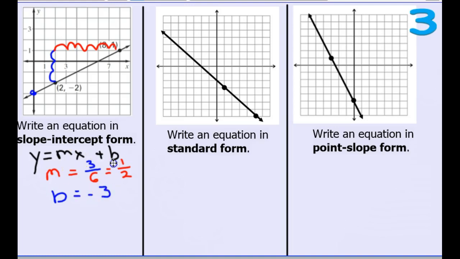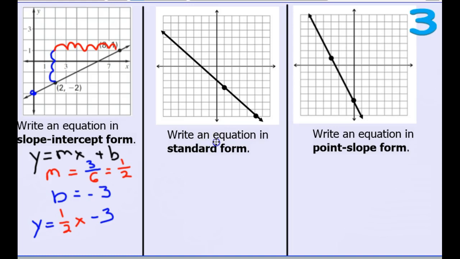So then if we wanted to write this in slope-intercept form, well, we could do that just by saying y equals our m, which we found was 1/2, x, and then our b, which we found to be -3. So y equals 1/2 x minus 3.